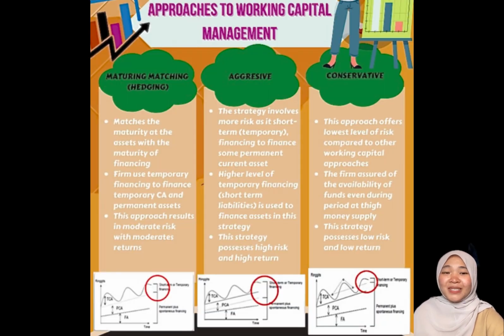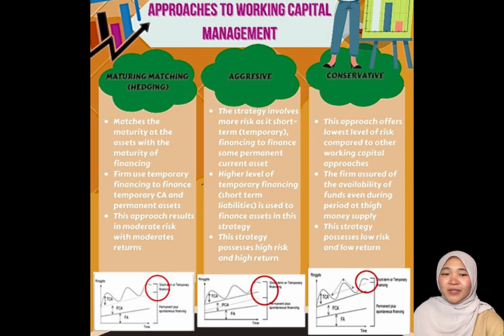First is the hedging approach, second is the aggressive approach, and the third is the conservative approach. Firstly, I want to explain about the hedging approach. The hedging approach matches the maturity of assets and liabilities, since the approach matches the financing maturity and the asset requirement. There is no emergency fund, and excess funds are not existent.